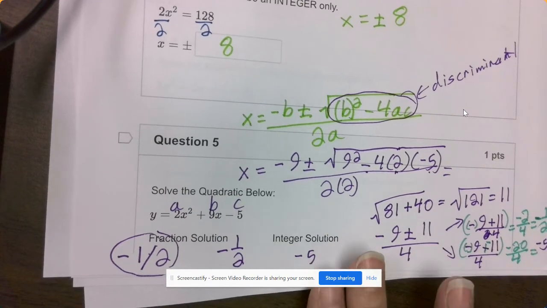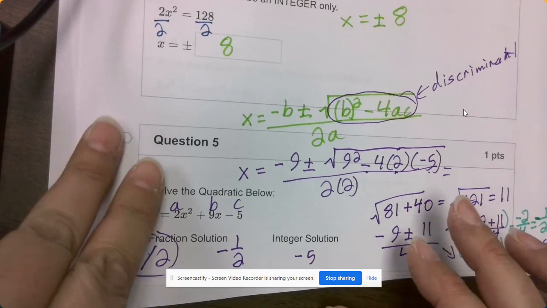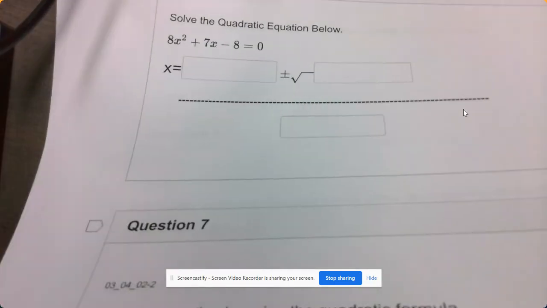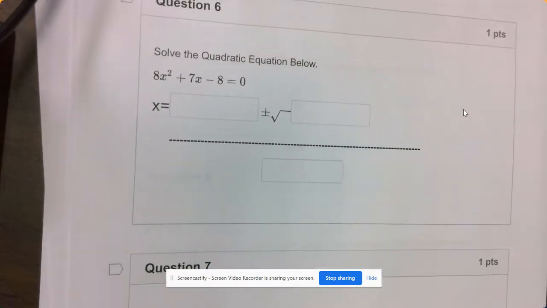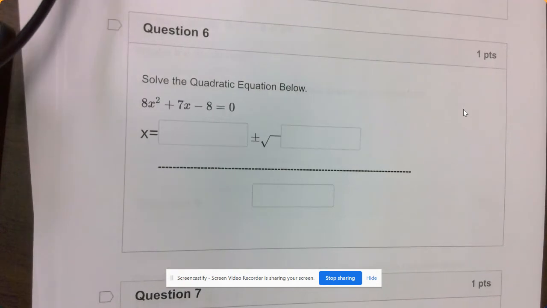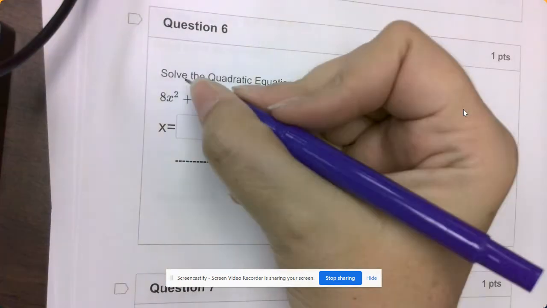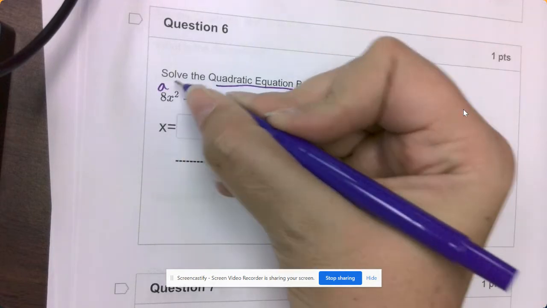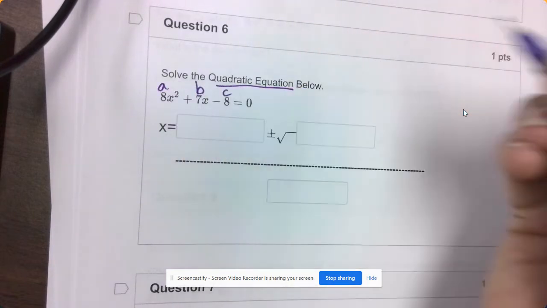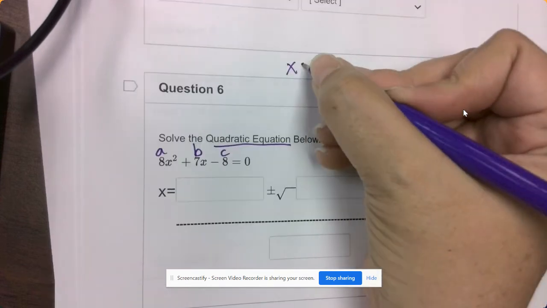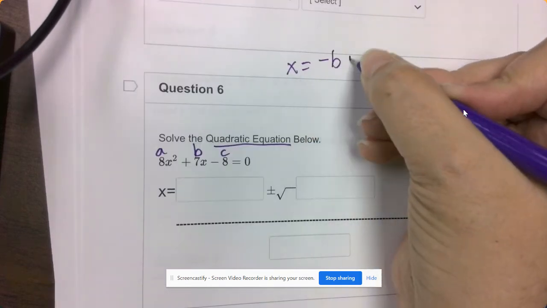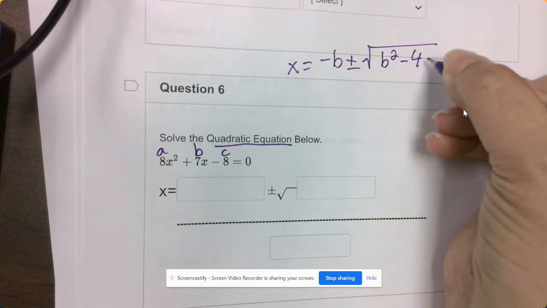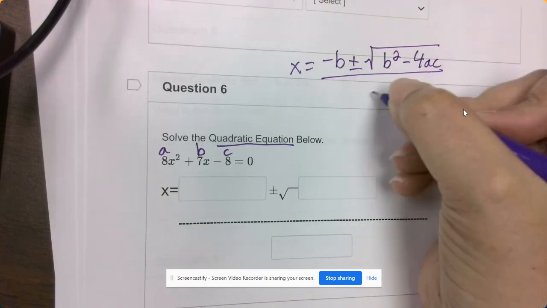Okay, so on to number 6. Okay, so we're selecting them. This one, everybody, we do have to solve. So we're going to solve using the quadratic equation. So A, B, C, easy as 1, 2, 3. X equals minus b plus or minus square root of b squared minus 4ac all over 2a.